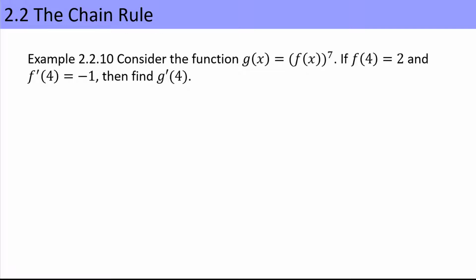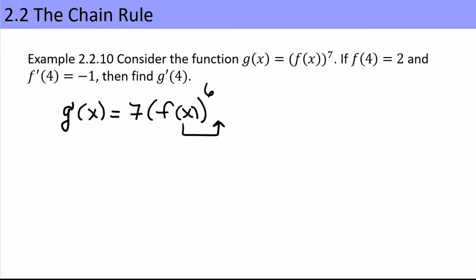Example 2.2.10. Consider the function g of x equals f of x raised to the power of 7. If f of 4 equals 2 and f prime of 4 equals negative 1, then find g prime of 4. So for this problem, we need to find g prime before evaluating. So g prime of x is equal to, we bring the power into the front. The inside function stays as is inside the function. 7 minus 1 is 6.